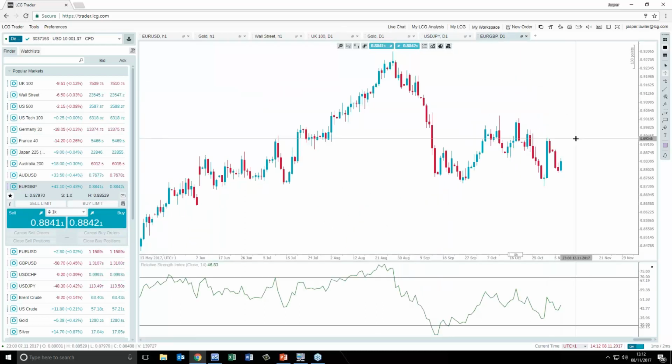So jumping back to euro sterling, what I was hoping to do is just give an example of candlestick patterns in combination with indicators.